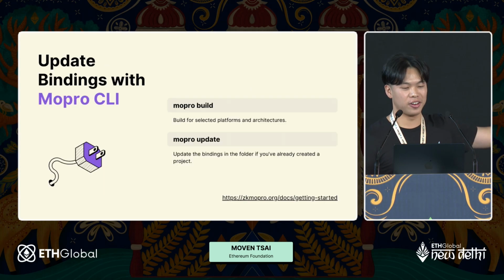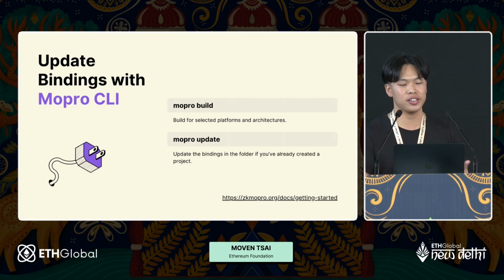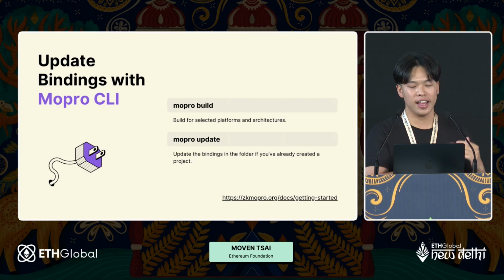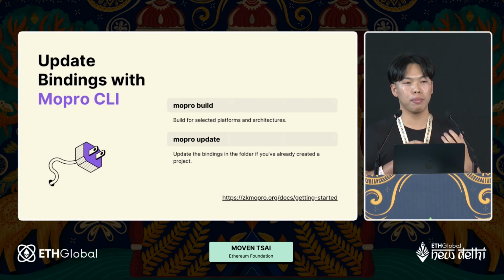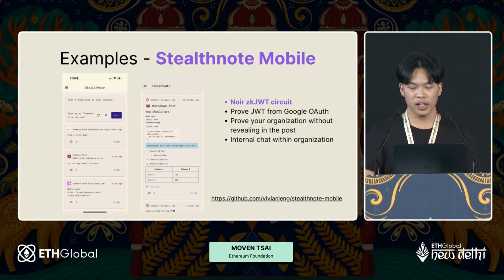Yep. So after writing the Rust code inside your Morro init project, you can run Morro build for the bindings. But also, if you want to change the circuits and update them, you just have to rebuild the project again, and then you can run Morro update. We will help you to update all of the bindings and related artifacts to the correct place inside the template or the Android app or iOS app that you are using, so that you can continue to build really quick.